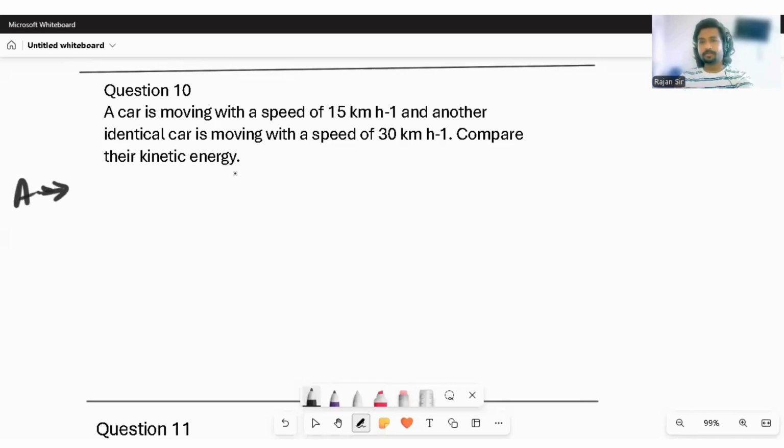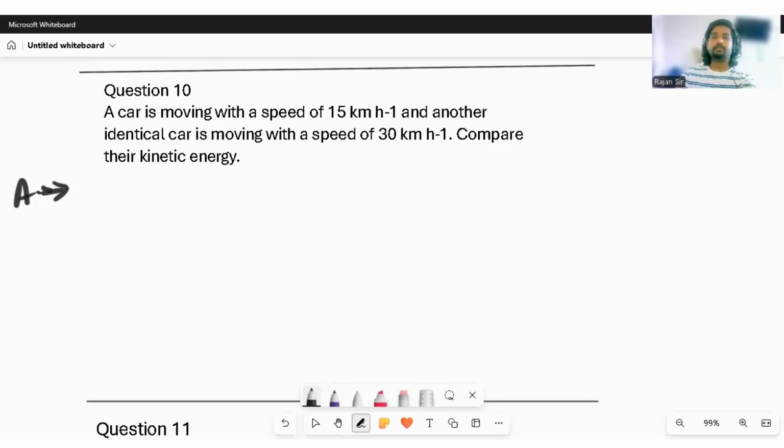Whenever we compare, since we generally cut all the values and the unit by unit is the same, what we get is a pure number ratio. So we don't have to convert this into SI units. And if you see, we have given 15 km per hour, 30 km per hour, which is not a factor of 18. So you can understand they have given it deliberately not divisible by 18.